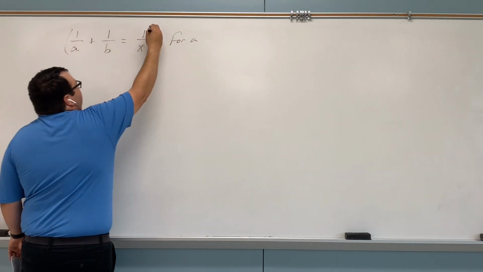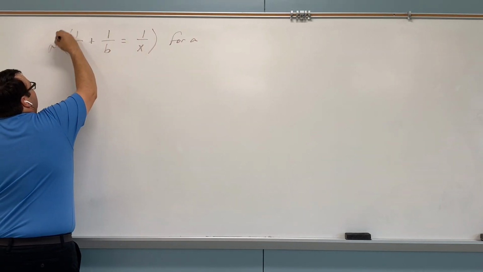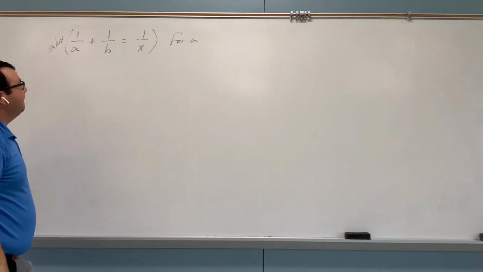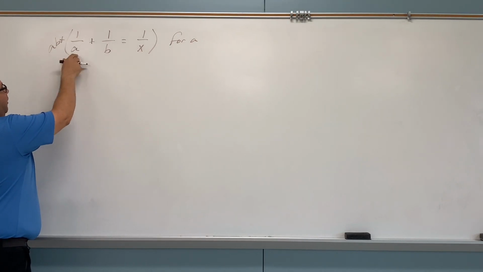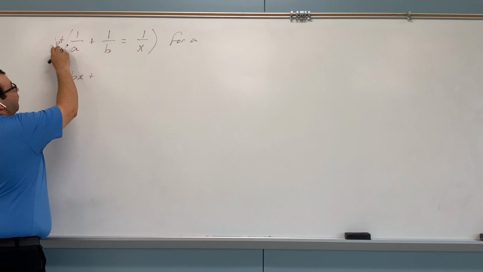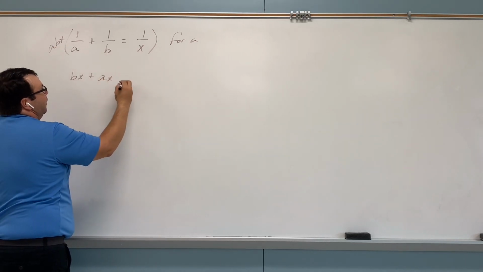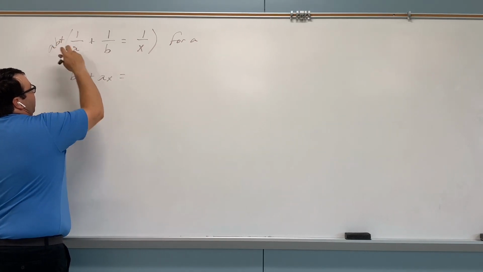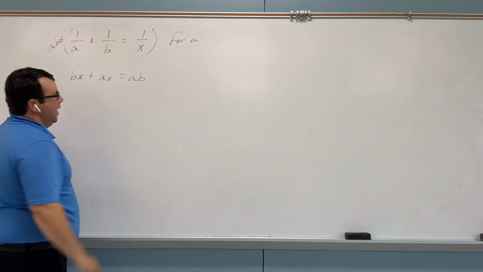So I take my LCD and I multiply it across. A cancels out here. That leaves me BX plus B cancels out here. That leaves me AX is equal to X cancels out. That leaves me AB.